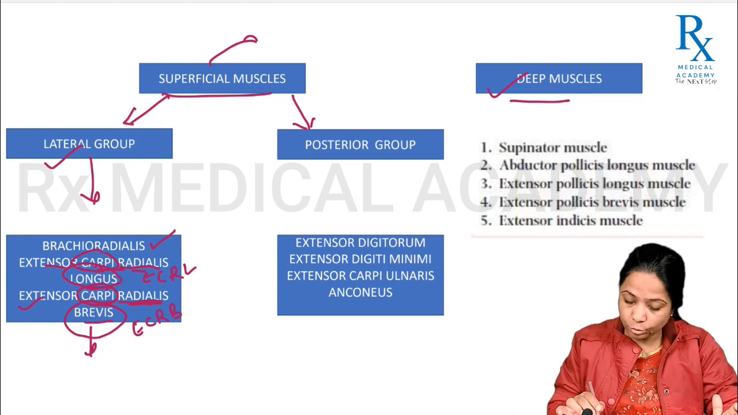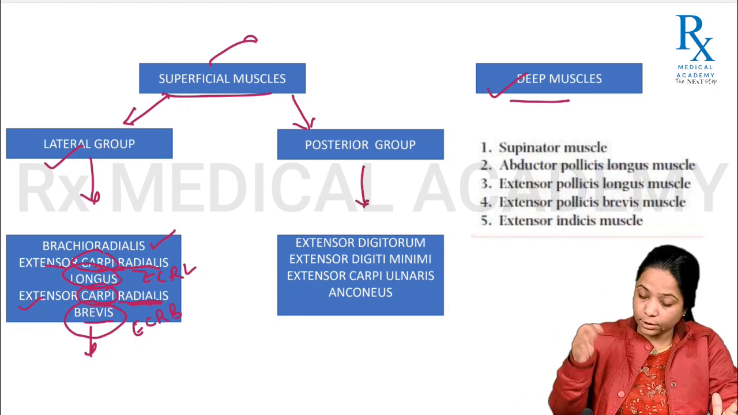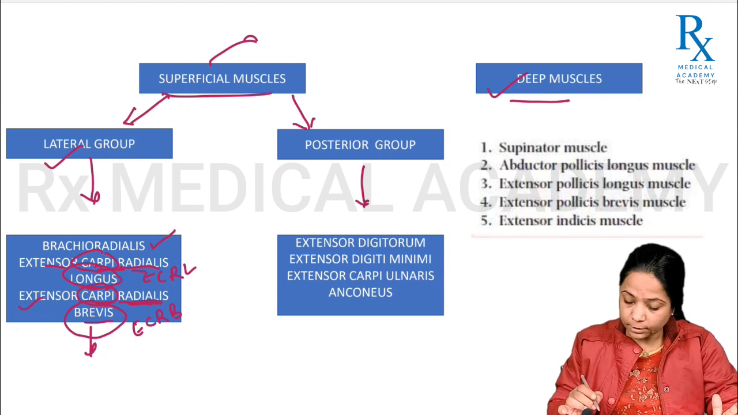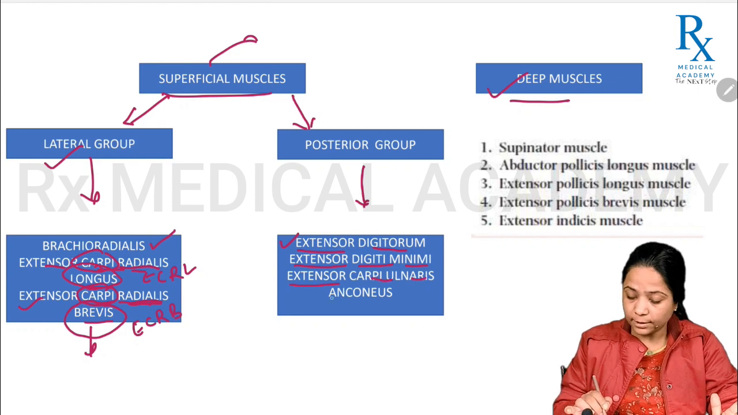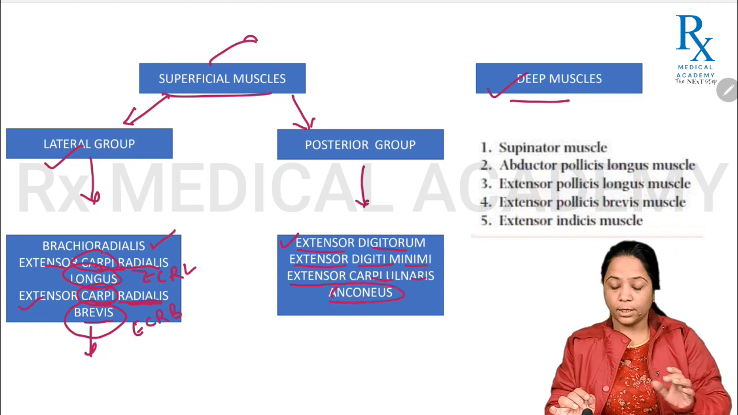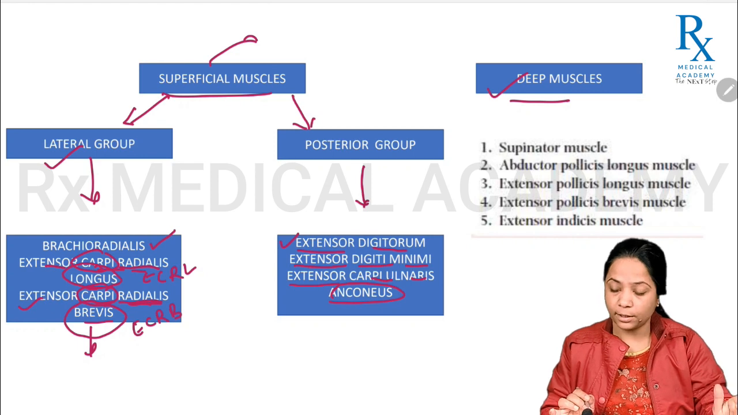The posterior group of the superficial muscles of the posterior compartment of the forearm includes basically four muscles. The first one is Extensor Digitorum. Second is Extensor Digiti Minimi. Third muscle is Extensor Carpi Ulnaris. Then we have a small muscle in the posterior group. This is known as anconeus.